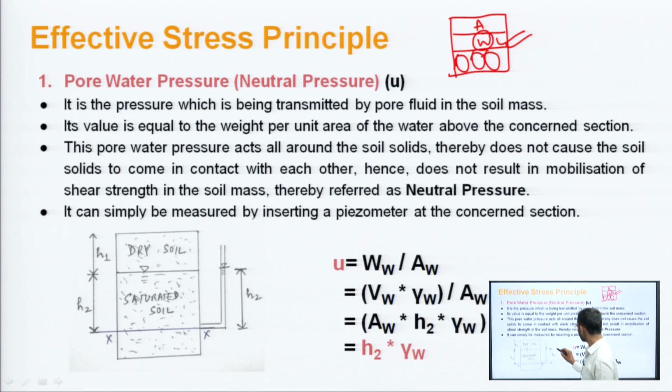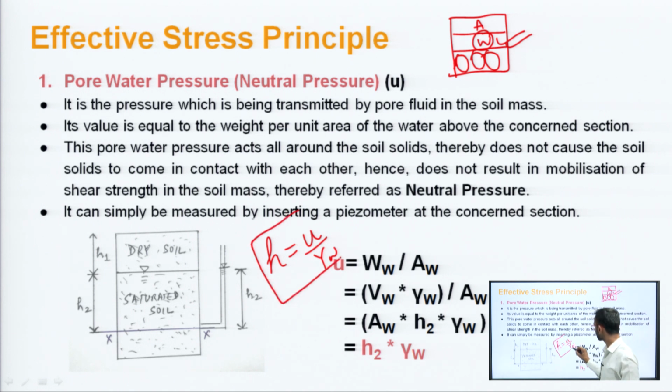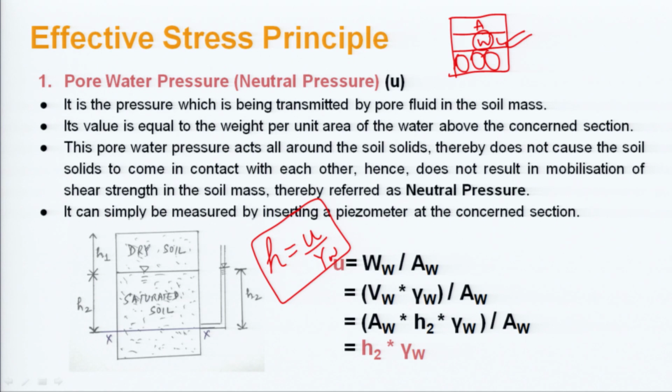Let us say the energy exerted by the water is represented as H. So, what we can say about this H is that it is the energy of the pore water. So, u is equal to H into gamma w, where u will be the pore water pressure here, that is the pressure which will be exerted by the water in the voids.